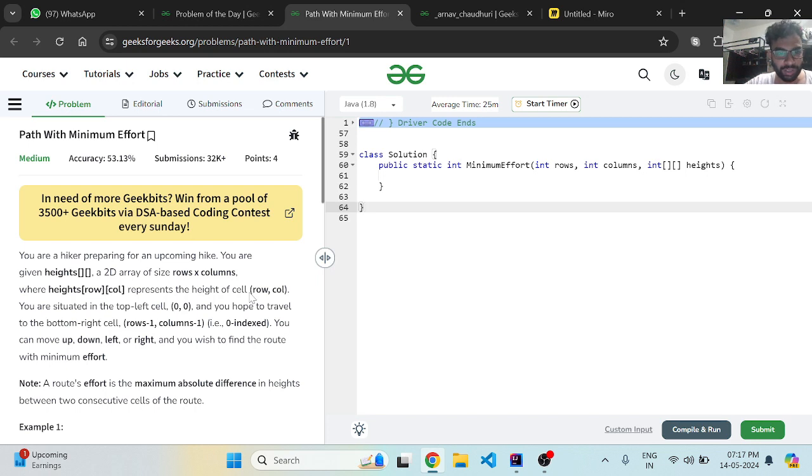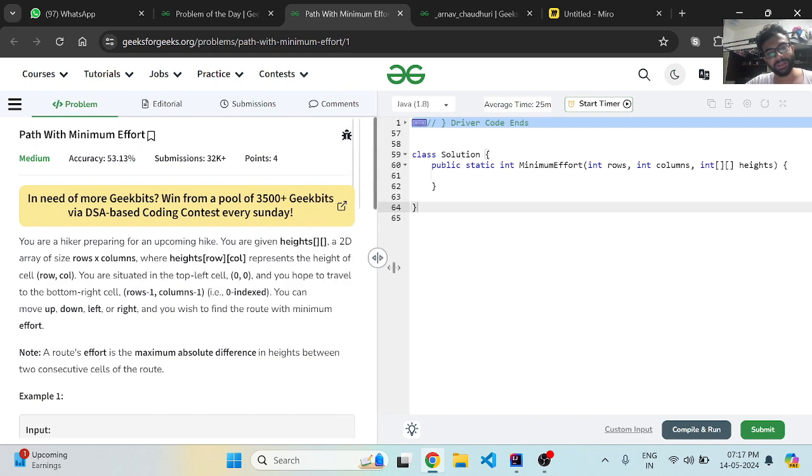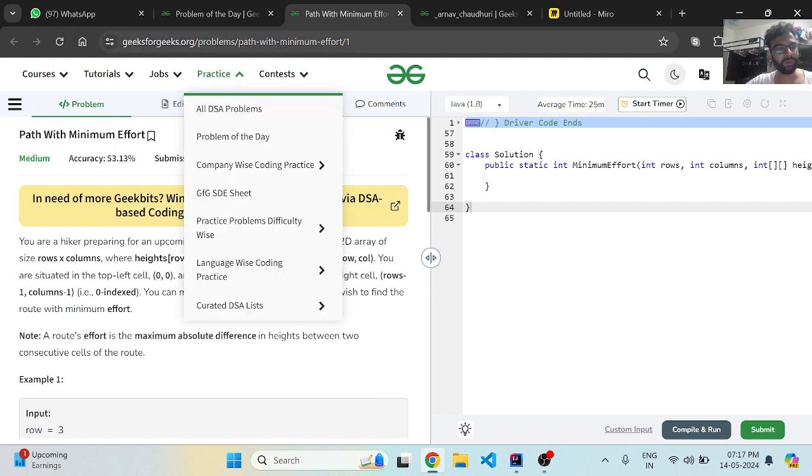Morning, guys. Today we are back with another problem. In this problem, we are being brought a new problem statement, which typically shows the path with the minimum effort.